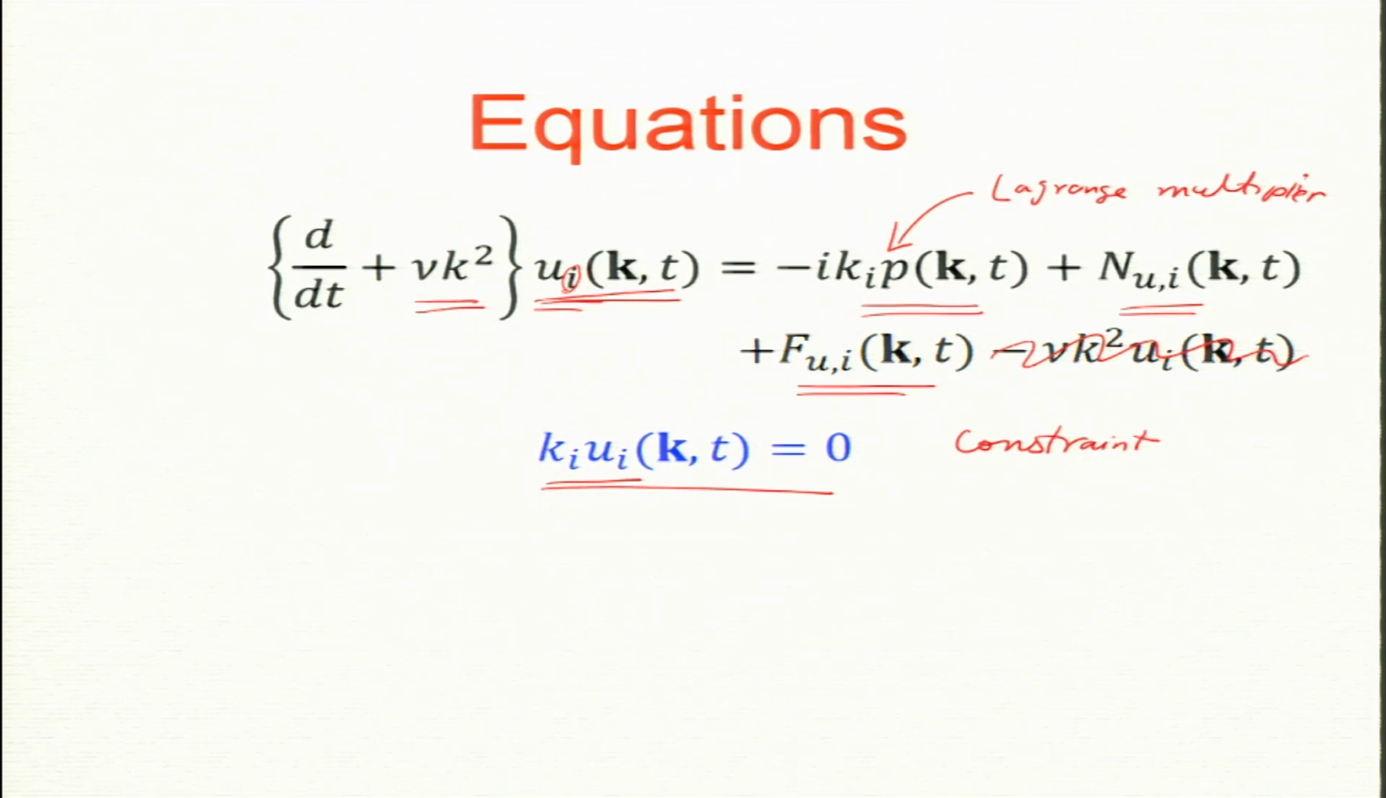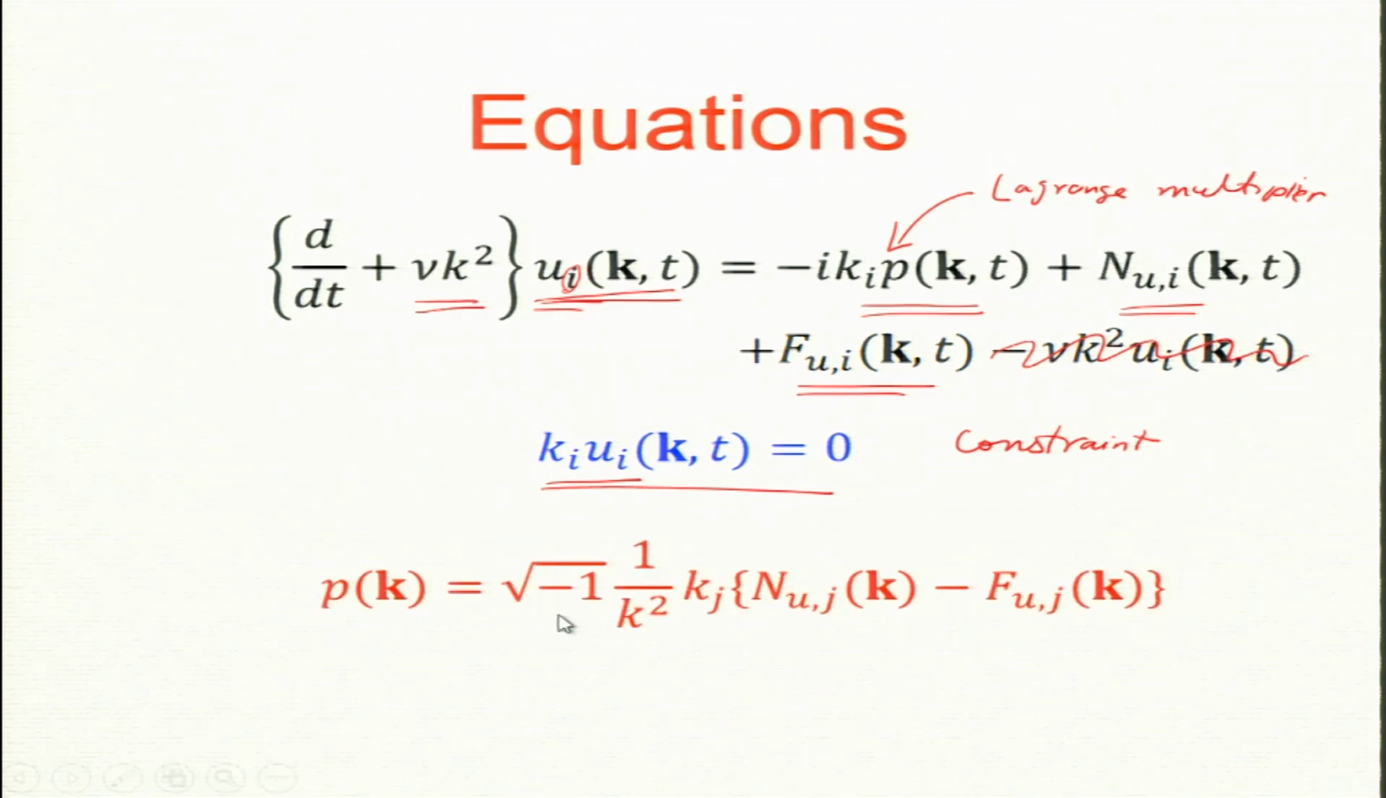Multiplier. So, this is a constraint, and this constraint is used to compute pressure. So, this is what I write, pressure. How do I get it? Multiply by k_i. Okay, so the left-hand side becomes 0, and this gives you k squared, and these two terms need not be 0, the force as well as the nonlinear term. So, am I making a sign error? I made a sign error. This should be a minus sign.